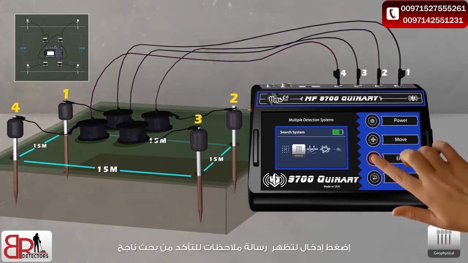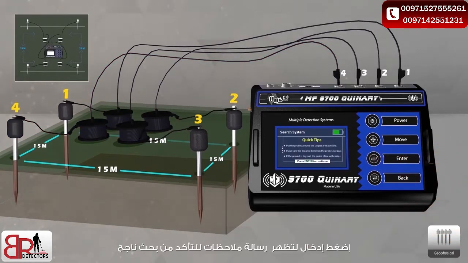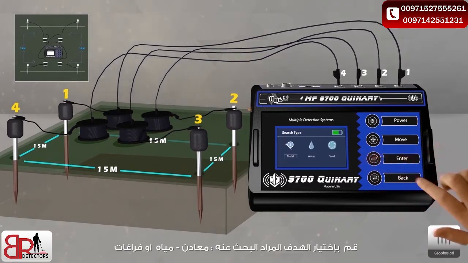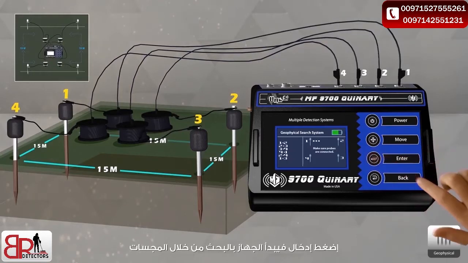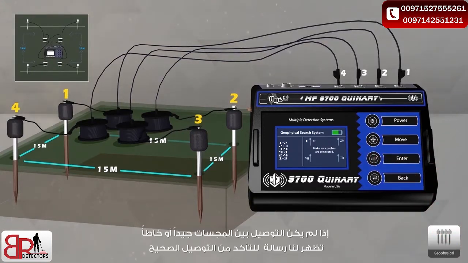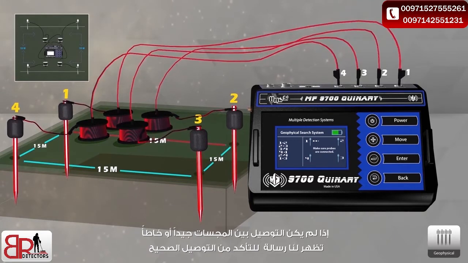Click Enter to display a message stating some recommendations for a successful scan. Choose the type of target to search for: metal, water, or voids. Click Enter and the device will start searching between the probes. If the connection between the probes is not good or is faulty, a message will appear to make sure that the electrodes are connected properly.